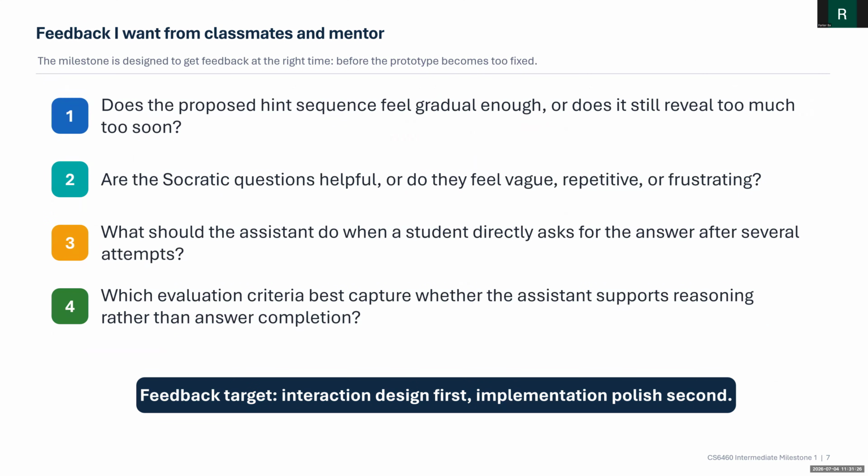For peer review, I want feedback on the interaction design rather than only surface level polish. First, does the hint sequence feel gradual enough? Second, are the Socratic questions genuinely useful, or do they feel vague or weak? Third, how should the system respond if a student repeatedly asks for the answer? Finally, what evaluation criteria would best show that the system is supporting reasoning, not simply task completion?